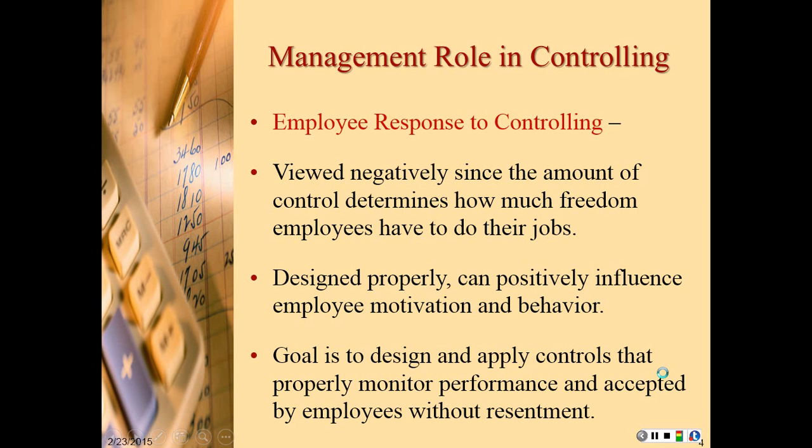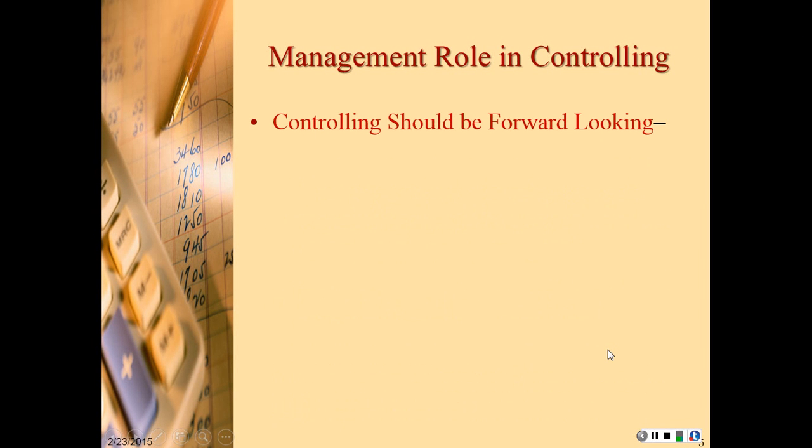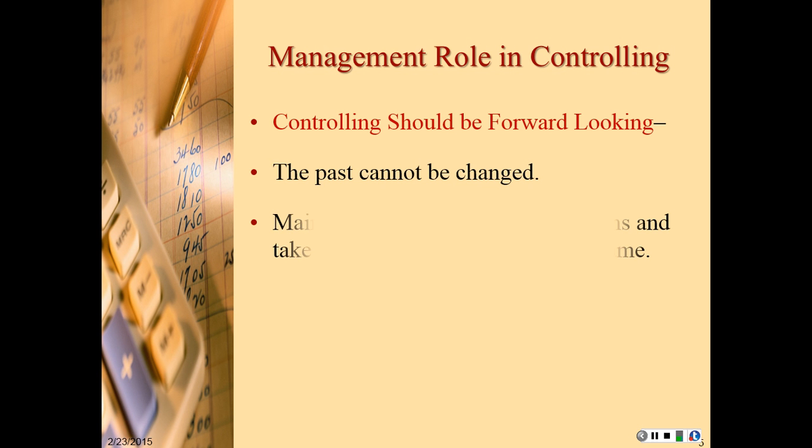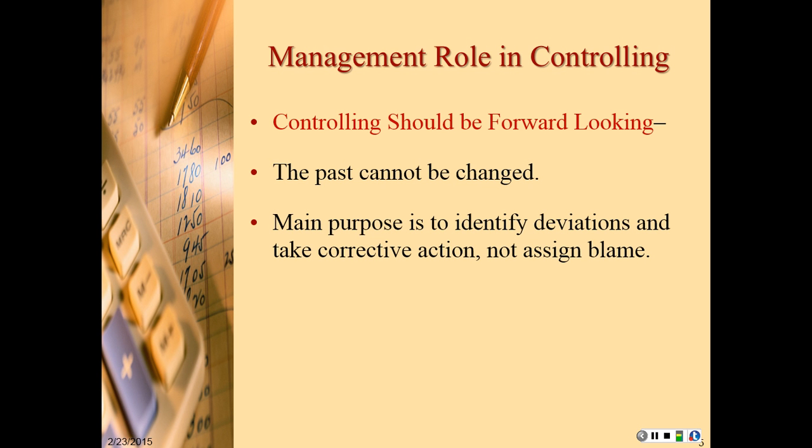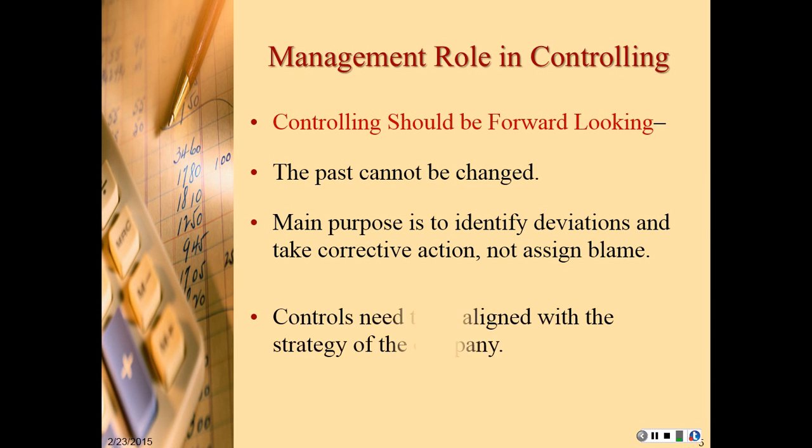All right, so moving on, control should be forward-looking. What does that mean? Well, number one, you can't change the past, so don't dwell on it. You can learn from it, and you can make adjustments so that going forward you do something different, but you can't change what happened. So the main purpose is to identify any deviations, take some corrective action, and move on. Do not look to assign blame. Controls need to be aligned with the strategy of the company. Where is the company wanting to go with this, and what is your job in obtaining that goal?